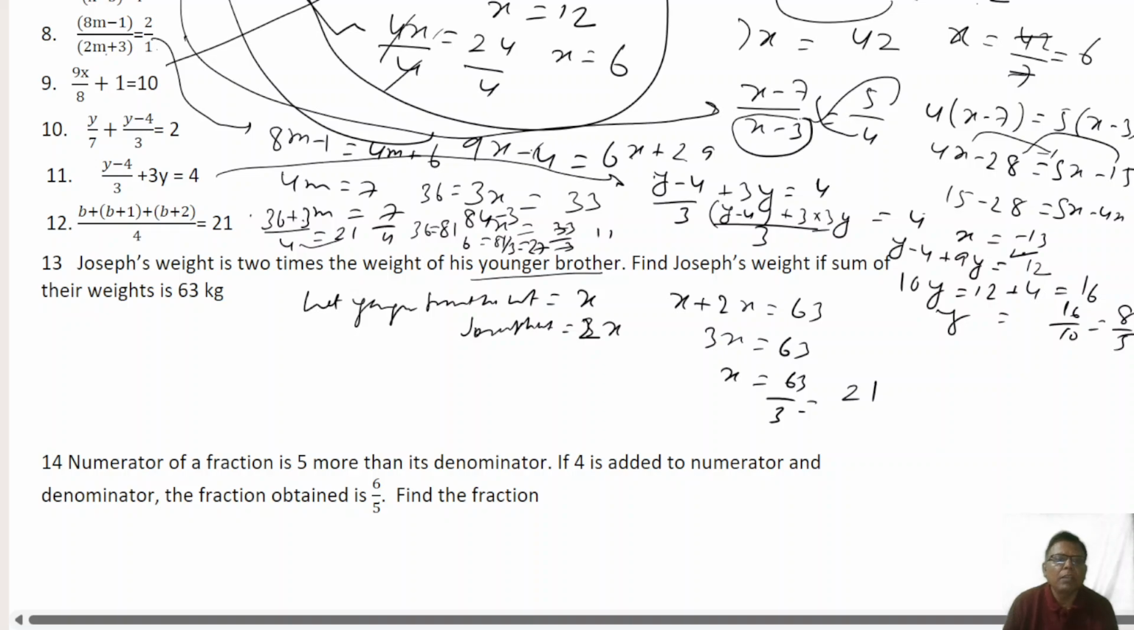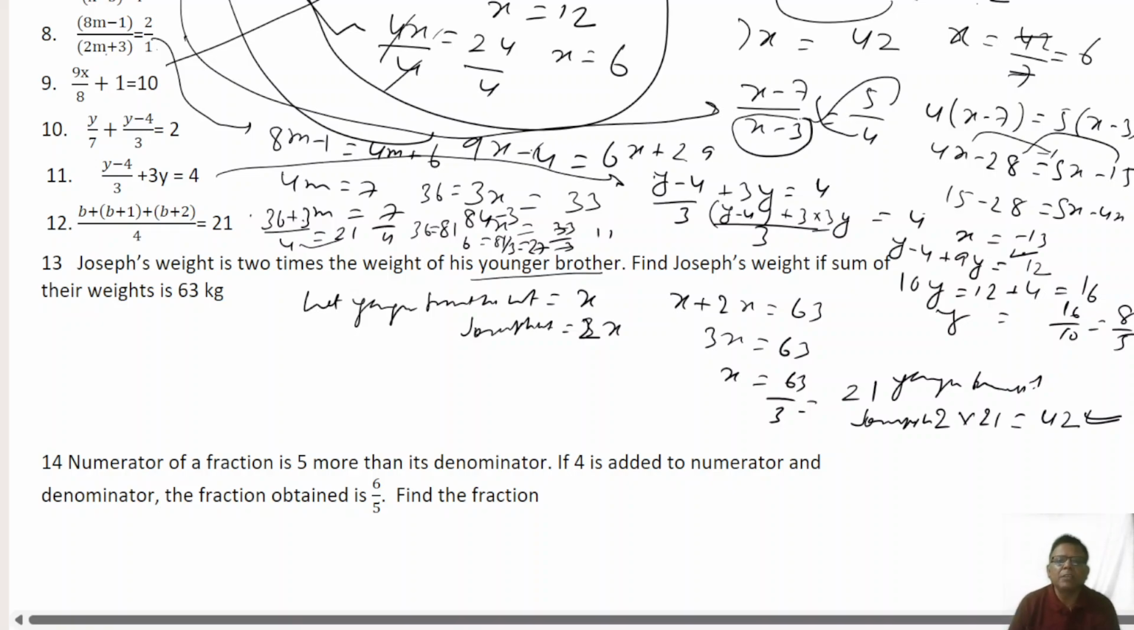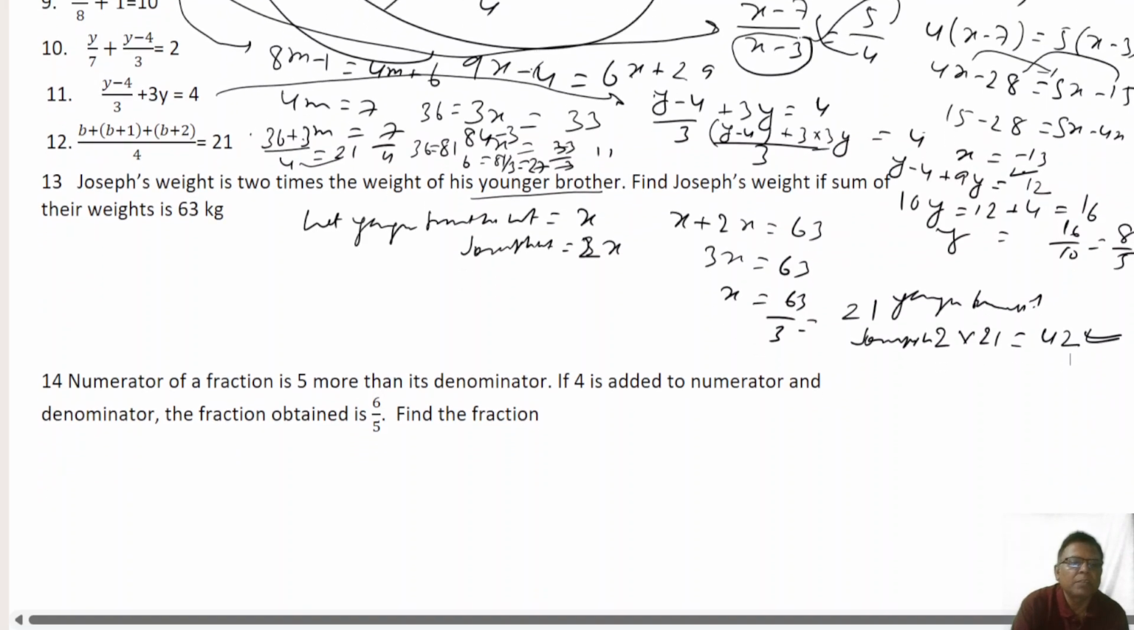So x is whose weight? x is the younger brother's weight. So what will be Joseph's weight? Because he is asking Joseph's weight. So Joseph's weight will be 2 times the younger brother's weight, that is 42. So the answer will be 42 because it is asking for Joseph's weight, not the younger brother's weight.